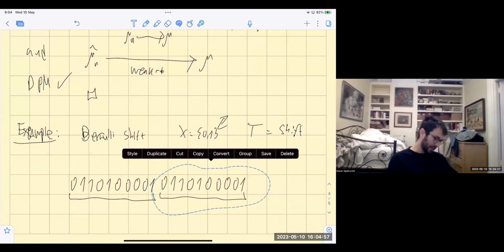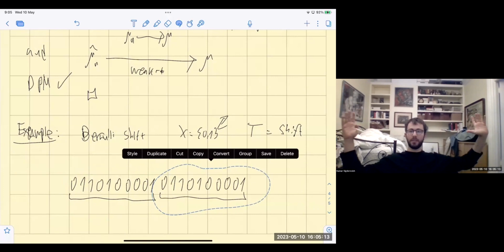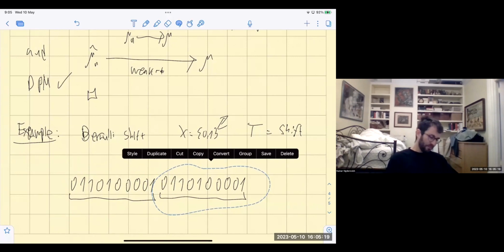and then I just copy this string. It's a period, so it's periodic for the shift, right? What does it mean to be almost periodic? It means that after I shift it n times, I get a new string which is not exactly the same string I started with, but on a large part of the space, it looks the same. So it's kind of almost a periodic string.